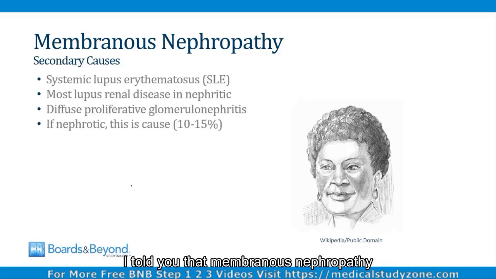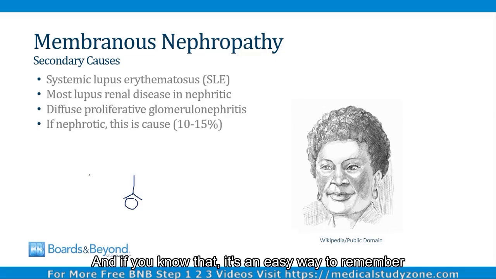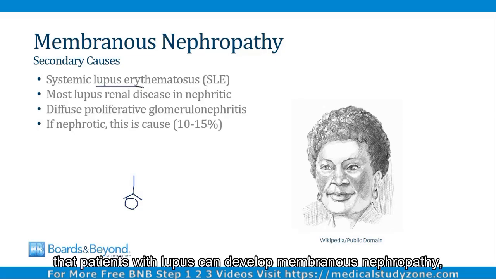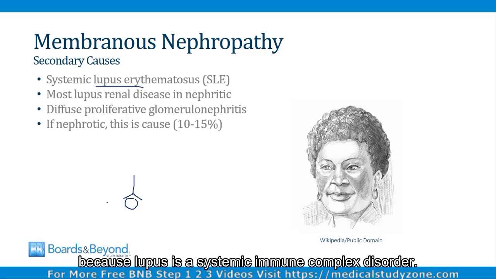I told you that membranous nephropathy is caused by immune complexes, which are antibodies bound to antigen. And if you know that, it's an easy way to remember that patients with lupus can develop membranous nephropathy because lupus is a systemic immune complex disorder.